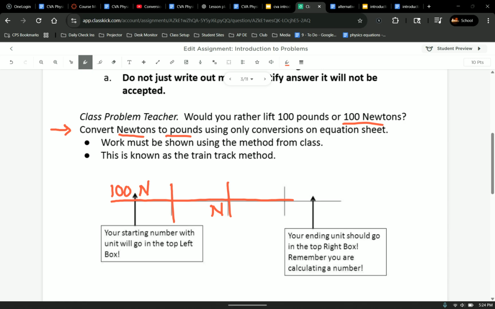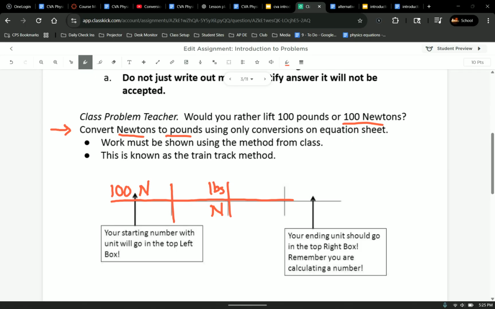Now, sometimes we can't go directly to what we want, so we might have a couple extra tracks like I drew on the slide here. This time, it turns out we're not going to need them, but because I did give you a conversion for newtons to pounds. And then this is where the conversions come in. They're on the note sheet, they're on the equation sheet, but for now, you got to use mine. After this unit, use whatever you want.